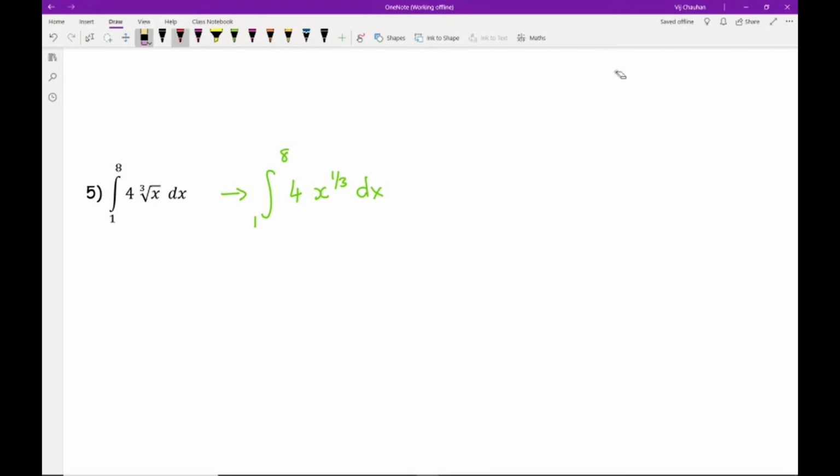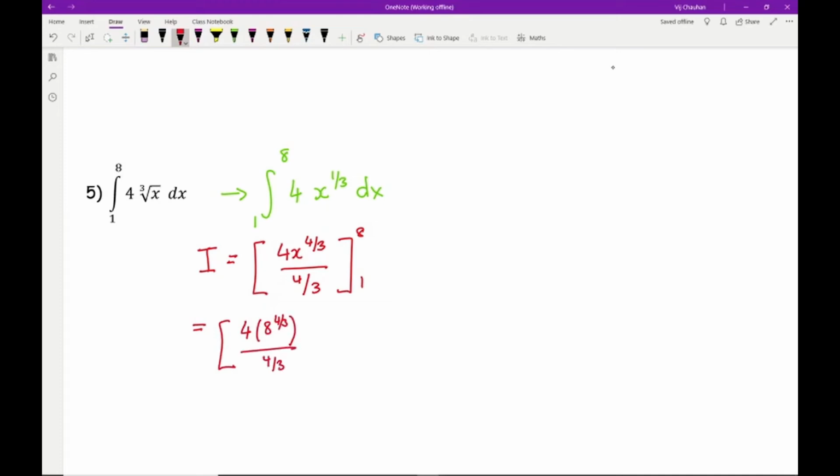So from this, what I can then do, note that I've changed my colour, got the integral, because I'm now going to integrate. So I've got 4x, and this is going to increase the power by 1, so it becomes 4 over 3 over 4 over 3 with the limits of 8 and 1. And then that becomes, now I'm going to substitute my x value, so I've got 8 to the power of 4 over 3 over 4 over 3 minus 1 to the 4 over 3 over 4 over 3.